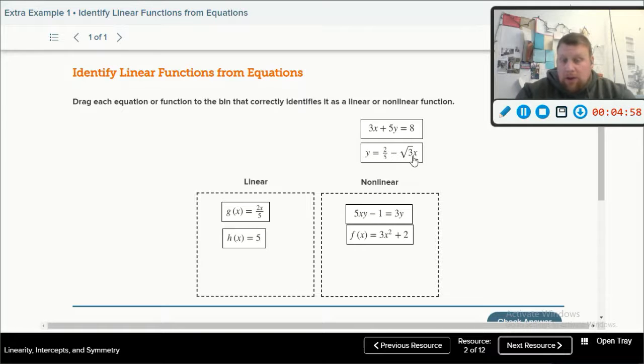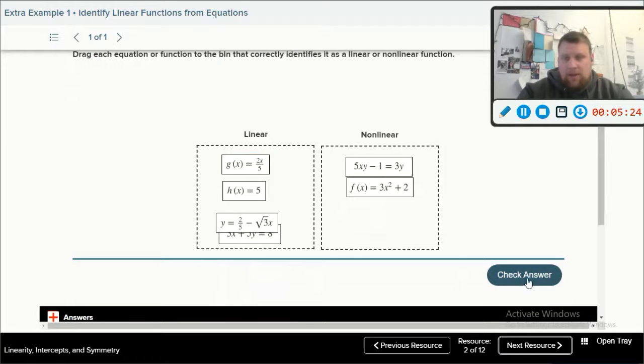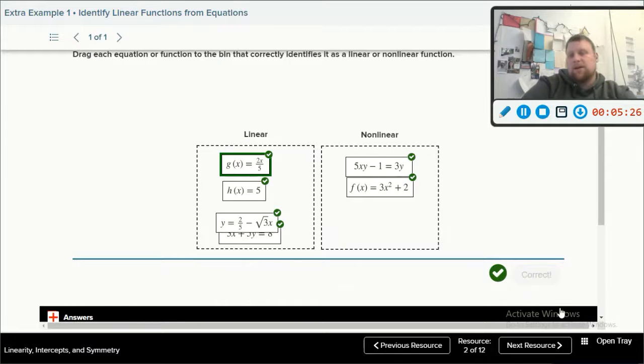Now notice this one, we could rearrange it to be the negative square root of 3 times x. X is not under the radical. So that's just x to the 1 power, and it's not times any other variable. Boom. And this one right here, again, I could subtract my 3x over and divide everything by 5. It'd be in the mx plus b form. But if you look at it, it's x to the 1 power. It's not multiplied times another variable. It is indeed linear. Let's check our answers. Yeah. Awesome. Feel free to pause this and write those examples where they go. It will help.